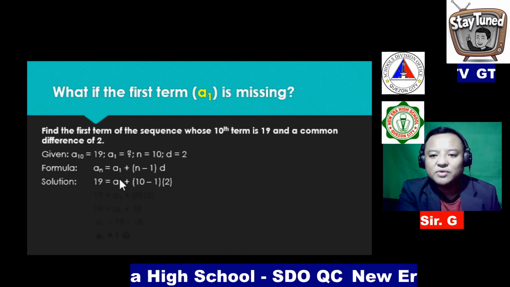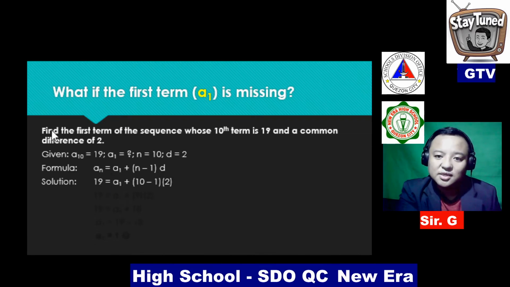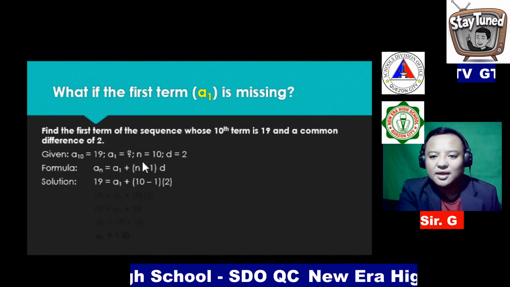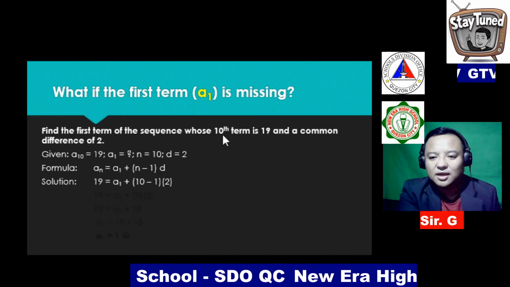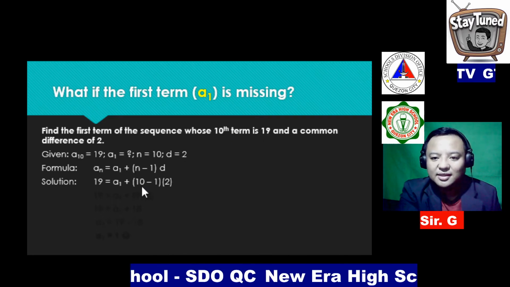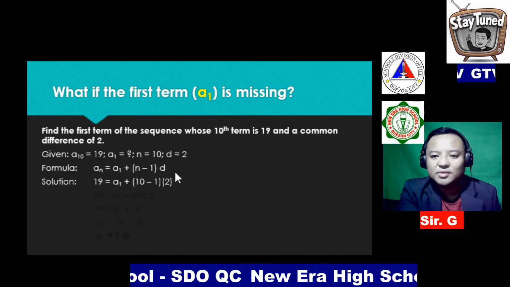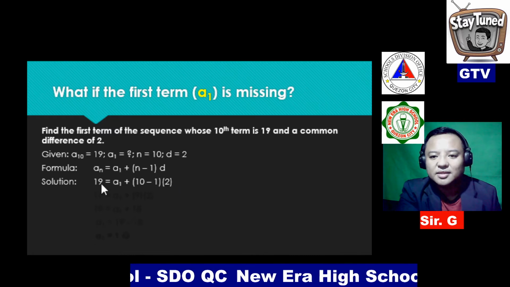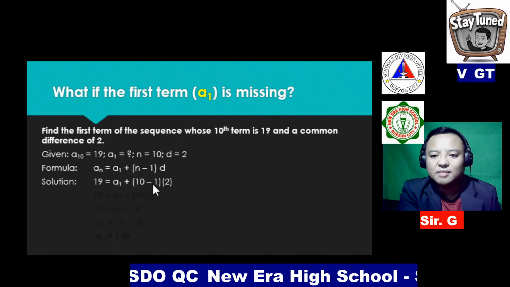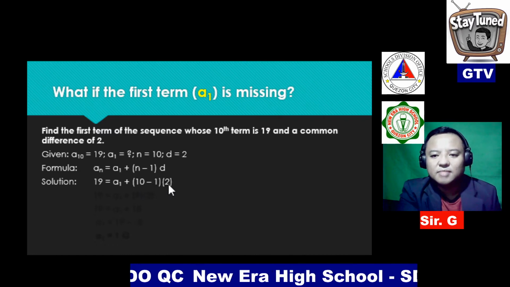Your first term, a sub 1, will remain a sub 1 since that is the missing term. And since we have the 10th term, which is 19, the number of terms is 10, then minus 1, and the common difference is 2. So we will arrive at 19 equals a sub 1 plus a quantity of 10 minus 1 multiplied by 2.